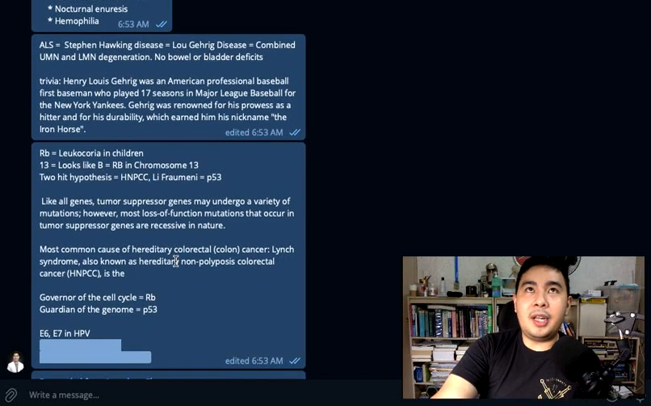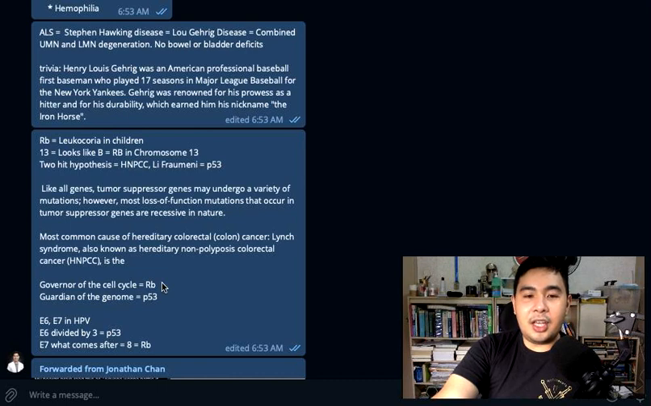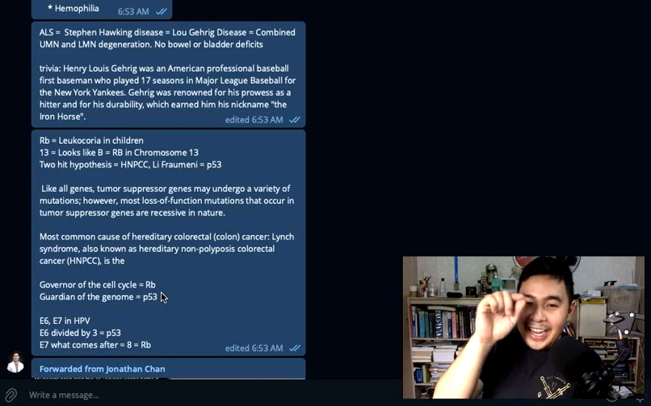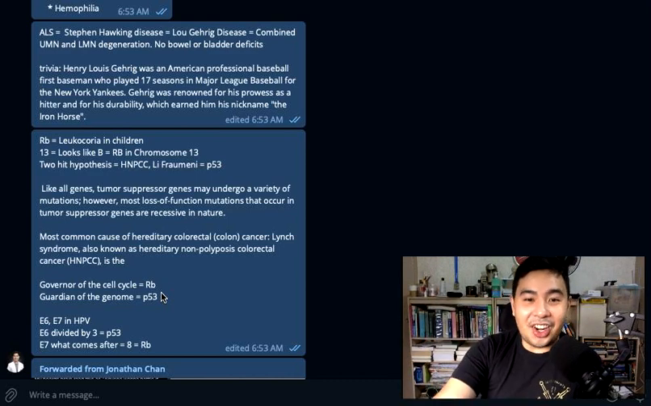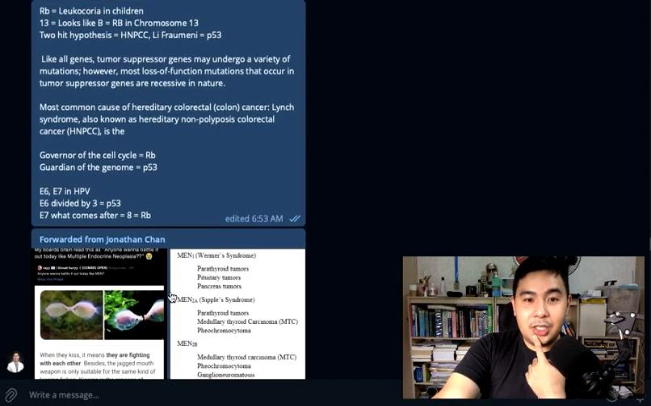Just to correlate quickly to OBGYN and pathology, E6 and E7 in HPV. So E6 divided by 3, you get P53. E7, what comes after 7, it's 8. So RB, the 8 there looks like a B, so it's RB. Just some random mnemonics to help you remember.